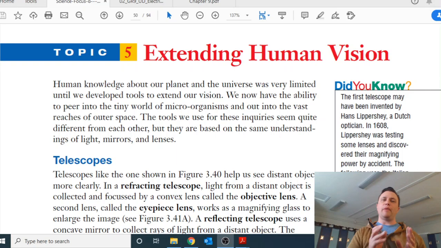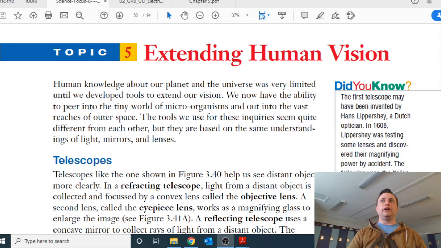We'll also be talking about things that we use to go beyond what we can see, like you can think of a couple of different things, telescopes, binoculars, those kinds of things, to extend our human vision beyond just what we can see with our naked eye. So that's what this section is about.